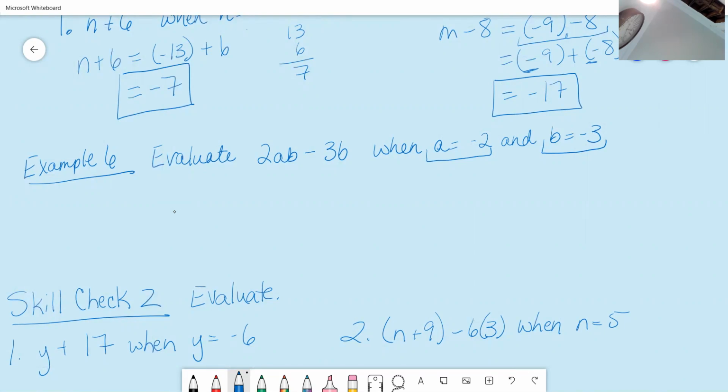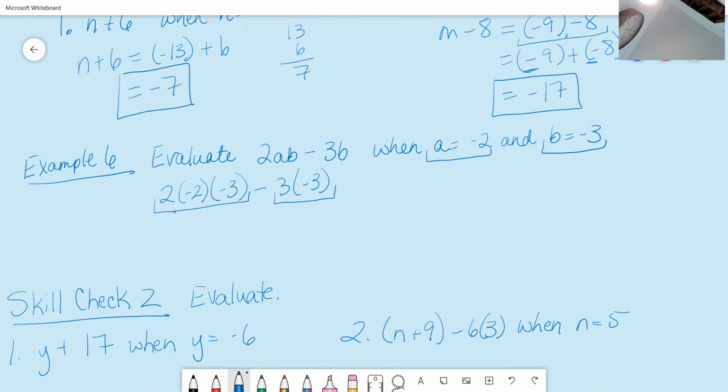So here we have 2ab minus 3b. Well, of course, we would use parentheses anyway, because 2ab is 2 times a times b, but a is -2, so it becomes even more important, and b is -3, minus 3 times -3. Okay, so just do your order of operations from here on out.